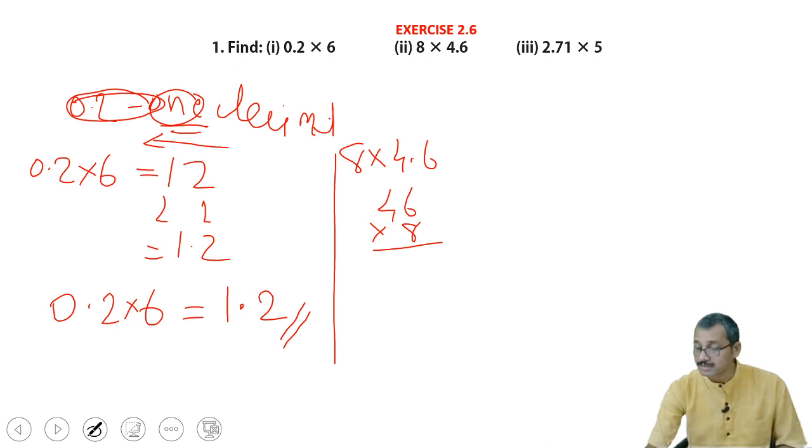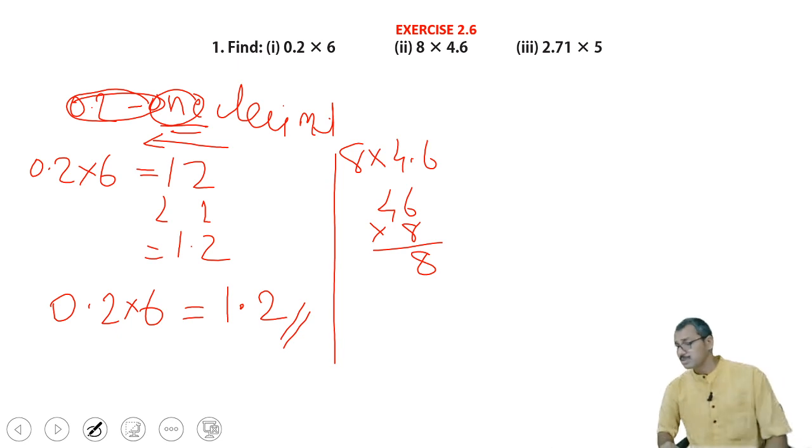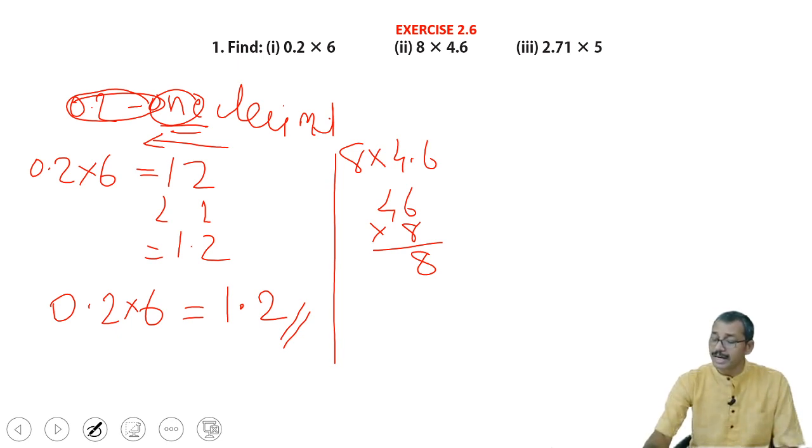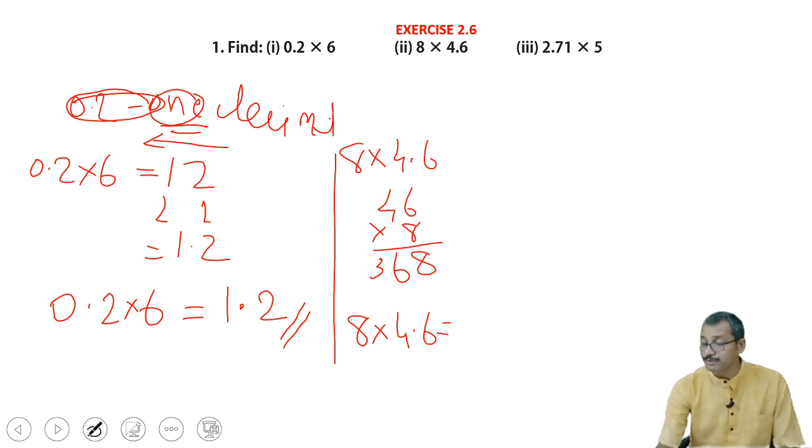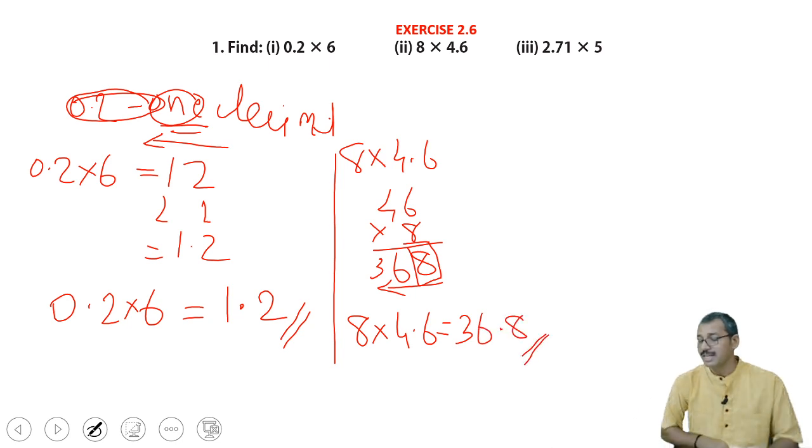6 eights are 48. And 4 eights are 32, 32 plus 4 is 36. So the answer: 8 into 4.6 is equal to, now from right to left, how many decimals? 1. That means after 8 we have to put the point, so 36.8 will come. Understand? Like this you have to do.